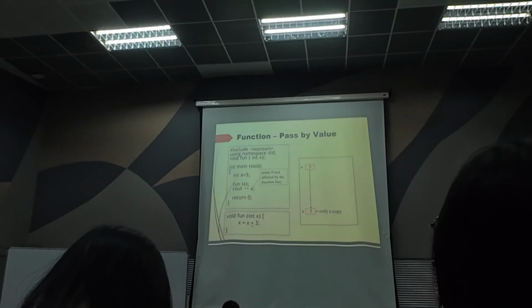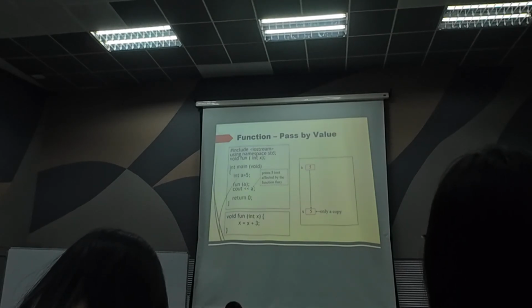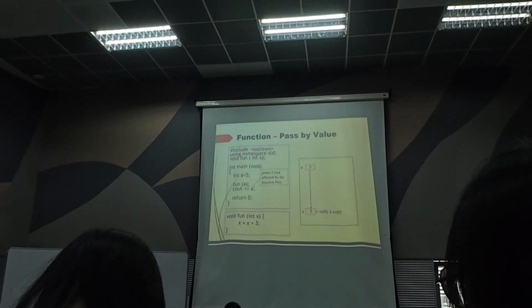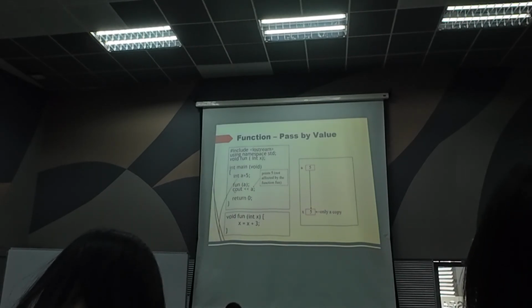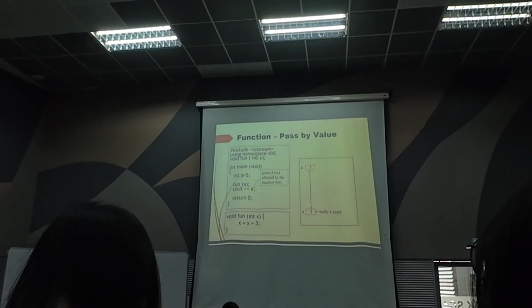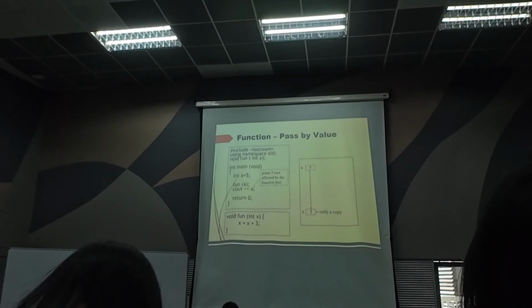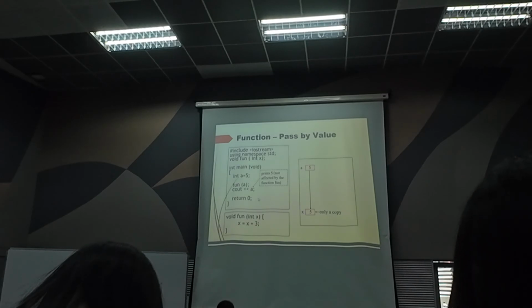So x equals x plus 3. So you perform the operation. But this is a void, you don't return the value. So the value will always stay in this function. It will not return back to the main function because it's a void. You don't return anything. So it's a copy only. If I print out this a here, there will be nothing changed because it's not affected by the function fun, because it doesn't return anything here.